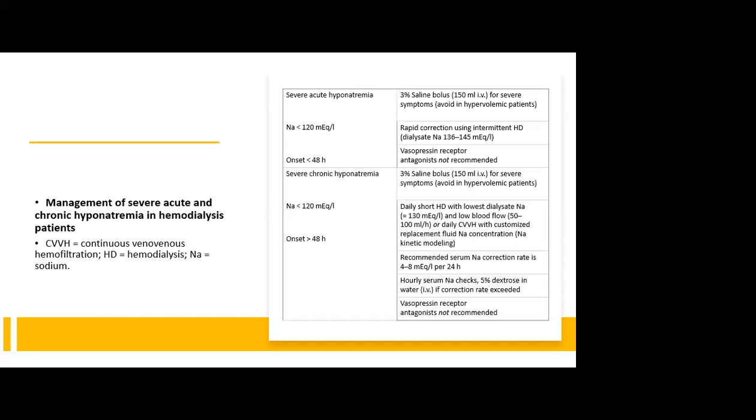You put your sodium at a very low concentration, and you obviously monitor the sodium. It's recommended to at least just maintain an increment of 4 to 8 milliequivalents in 24 hours. So it's actually recommended that you do hourly sodium checks on the machine. And then if you feel like you've overshot, you can always use 5% dextrose to counteract, if you've gone above what is recommended.